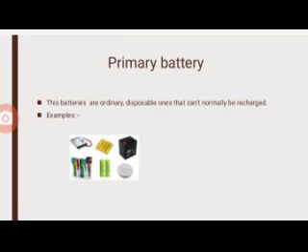The first type of battery is the primary battery. These batteries are ordinary batteries. These batteries are disposable. Once we use them, we have to dispose of them. Next point, they cannot be recharged. So primary batteries cannot be recharged. See the example, Duracell. In your watch, we use a battery that is also a primary battery.